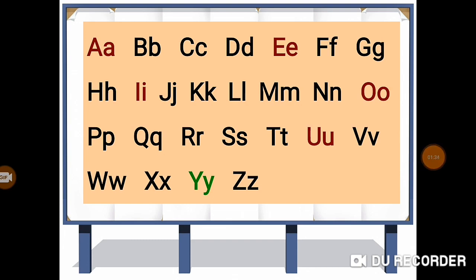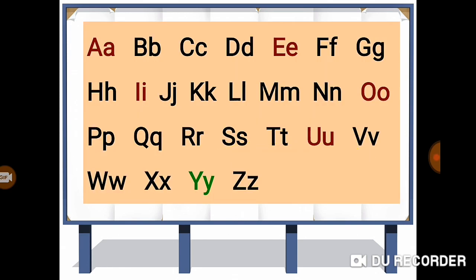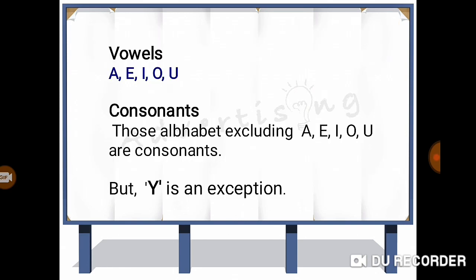Here, I've given certain letters red and green. I'll tell you what it is. Have you ever heard of vowels and consonants? 5 of the 26 alphabet letters are vowels and 21 are consonants. The letters in red in the previous slide are all vowels. Let's see. Vowels: A, E, I, O, U.